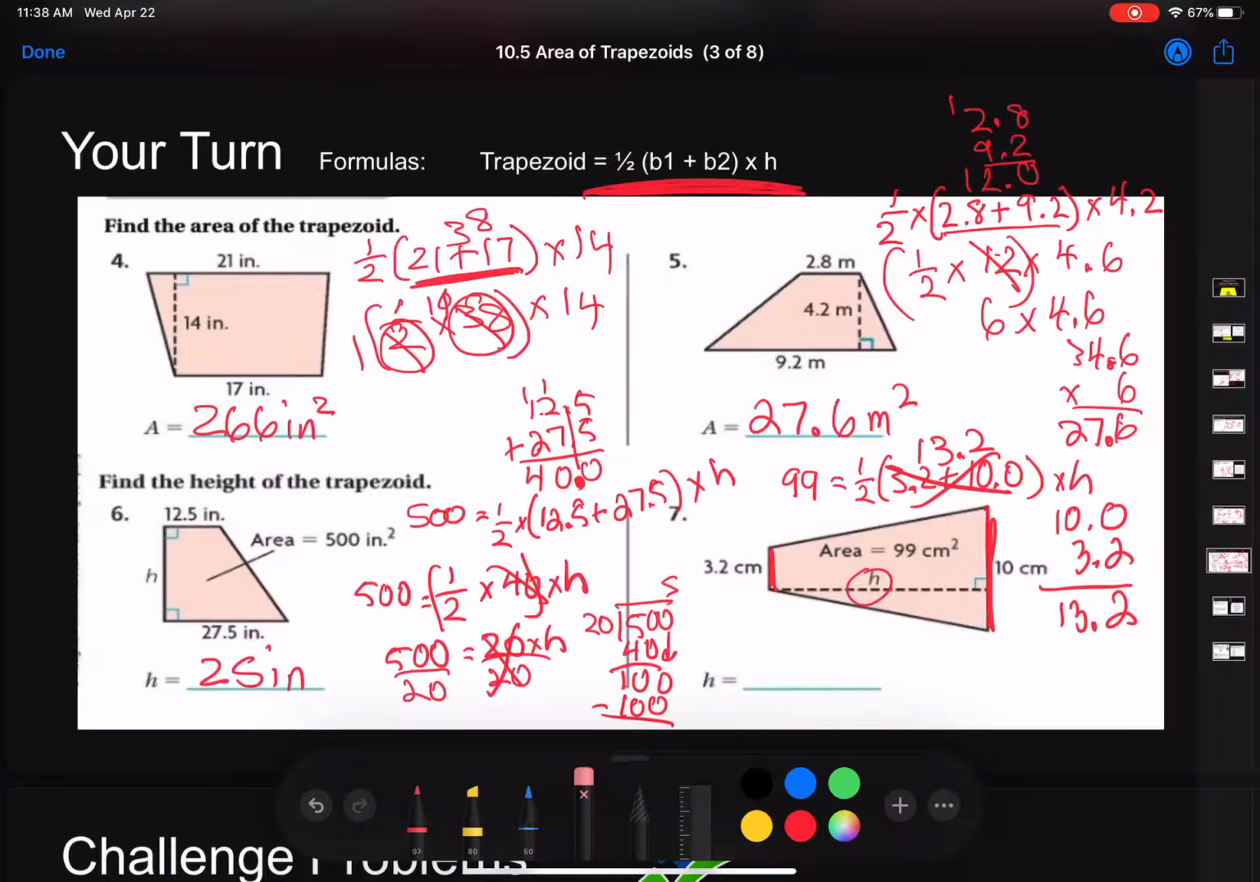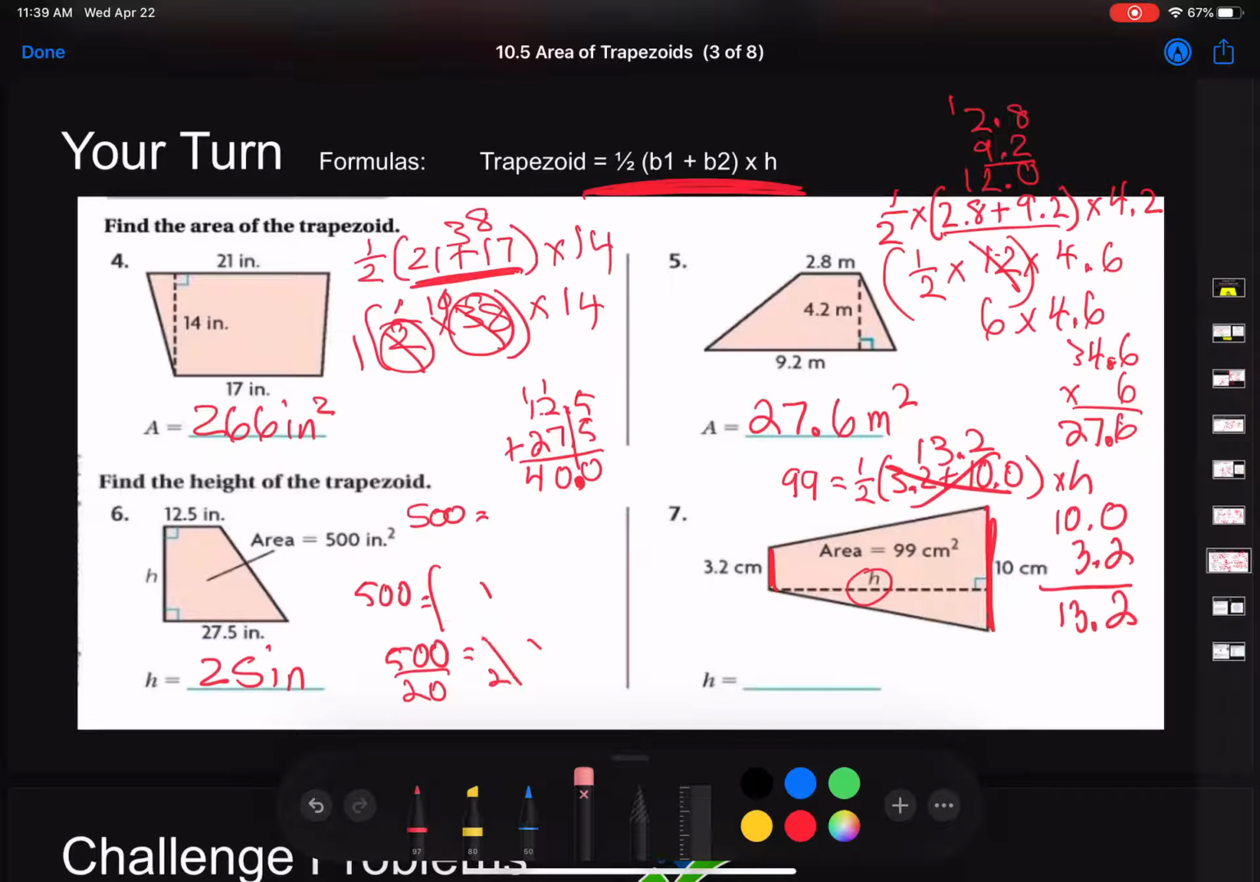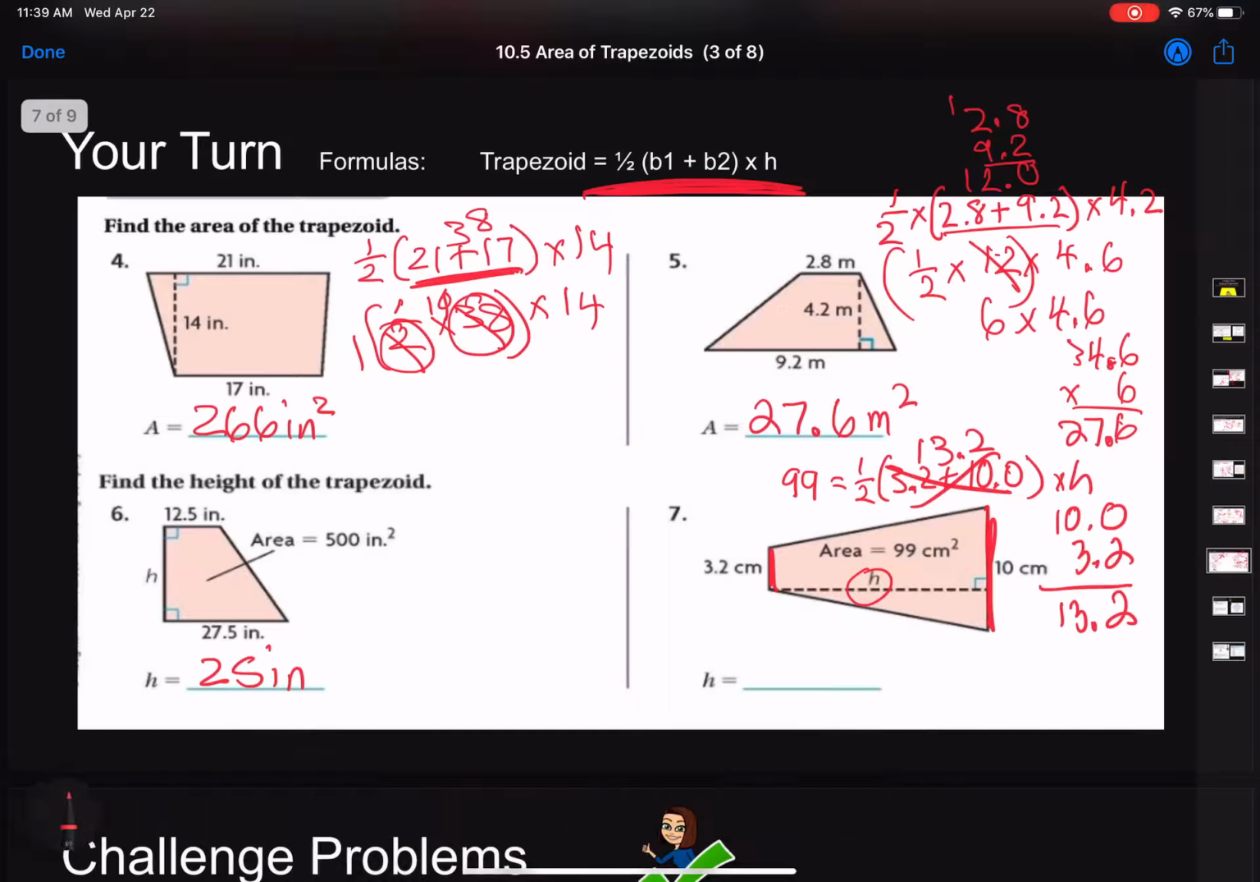Okay, now I need my eraser because I do need to get rid of some of this stuff and make room over here. I can use this area over here to work out number 7. So now it's going to be 99 equals 1/2 times 13.2 times h. So I need to simplify the 1/2 times 13.2. So in other words, I'm going to half 13.2. So you can just divide it by 2.